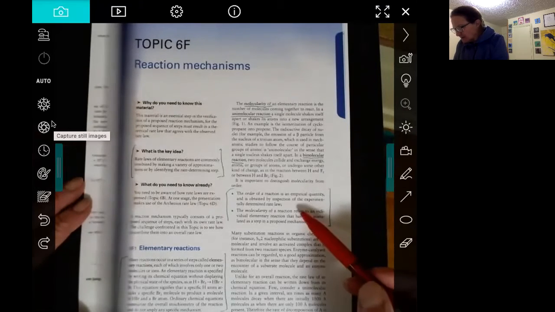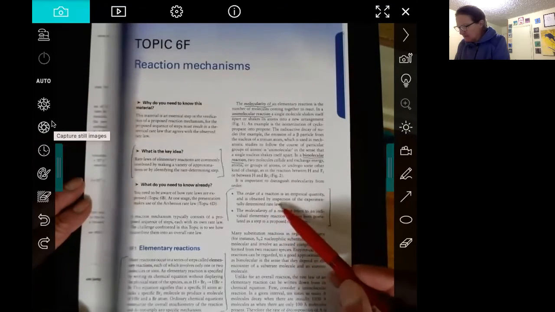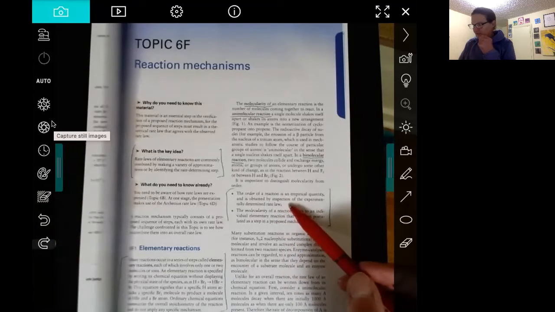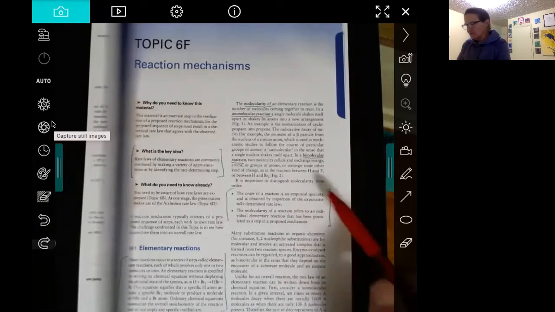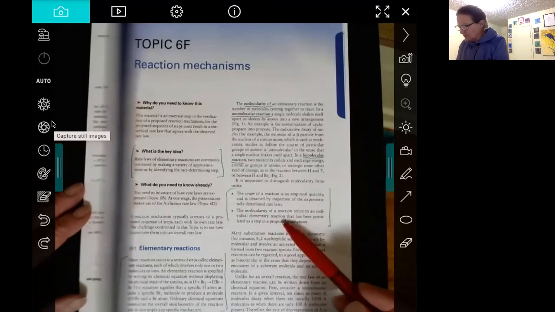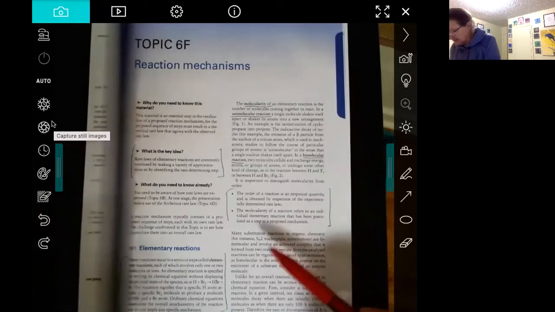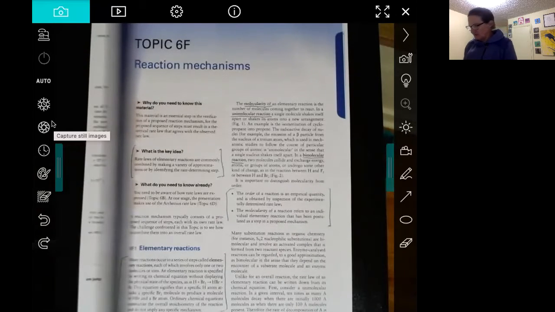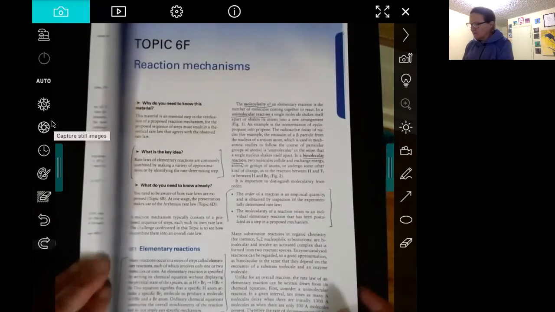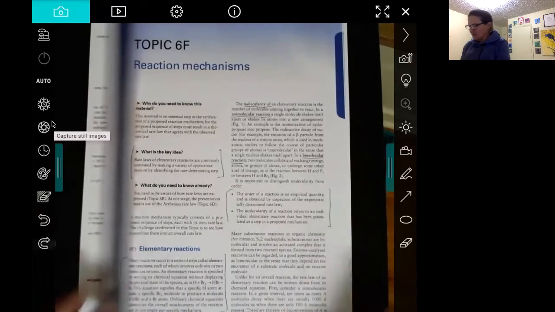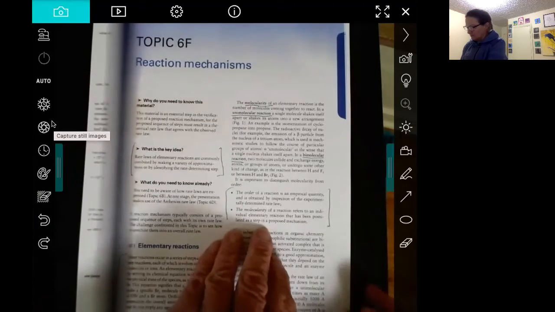The order of a reaction is an empirical quantity and is obtained by inspection of experimentally determined rate laws. We learned how to do that earlier: you take experiments, probably do initial rates and initial concentrations, and determine the orders. But the molecularity of a reaction refers to an individual elementary reaction that has been postulated as a step in a proposed mechanism. You can only propose mechanisms and see if they're consistent. You never know for sure if that's the way the reaction happens. But a step in a mechanism has a molecularity because it's actually how the molecules have to interact with each other.